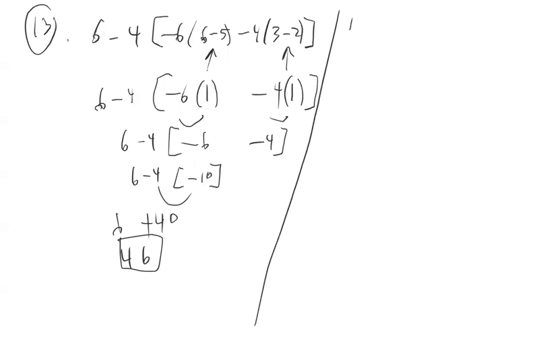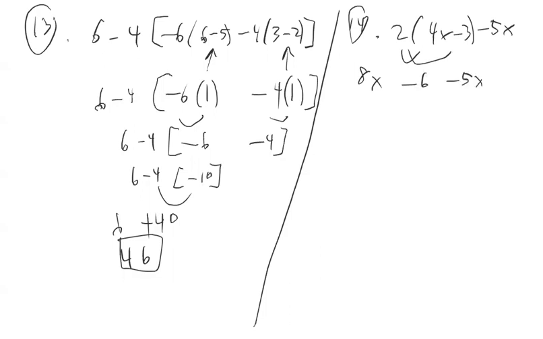Then you have number 14, which says 2 times 4x minus 3 minus 5x. So distribute the 2, you'll get 8x minus 6 minus 5x. Then combine the 8x minus the 5x, which is 3x. So you have 3x minus 6, like that.